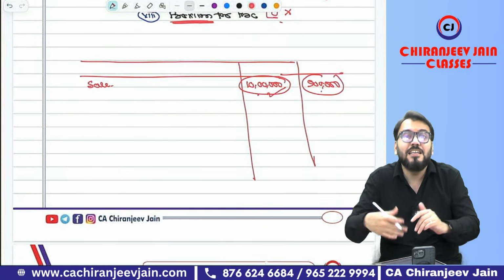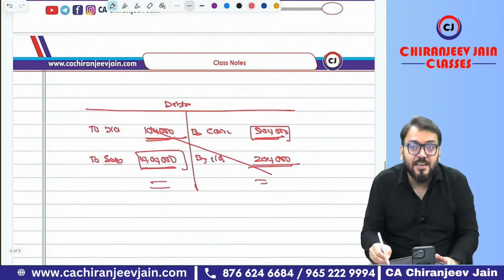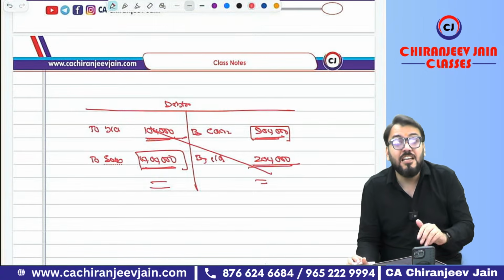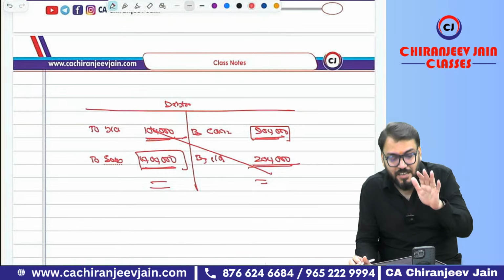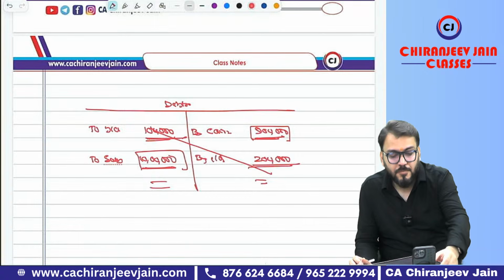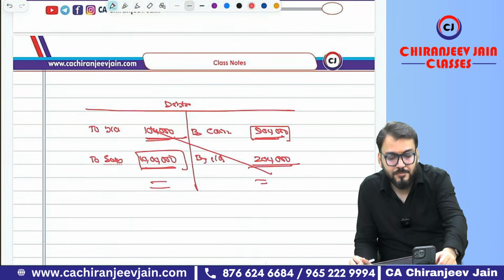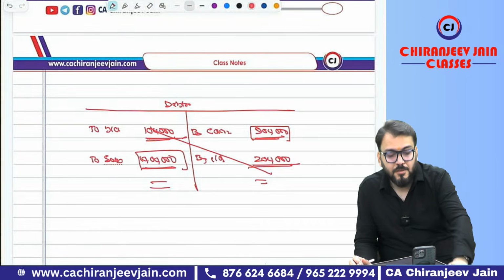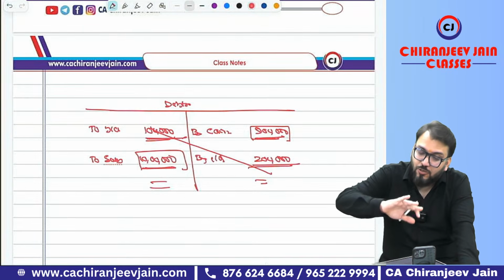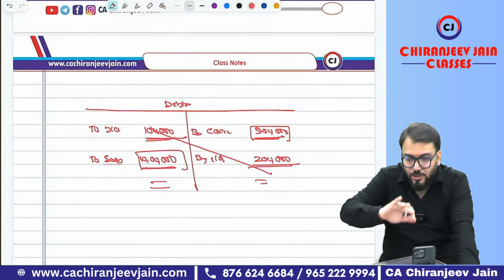So we do indirect adjustment. Any increase in debtor means collection is less, so reduce it. Any decrease in debtor means collection is more, so increase it. I hope you have understood now. So it is nothing but conversion of accrual basis of accounting into cash basis.